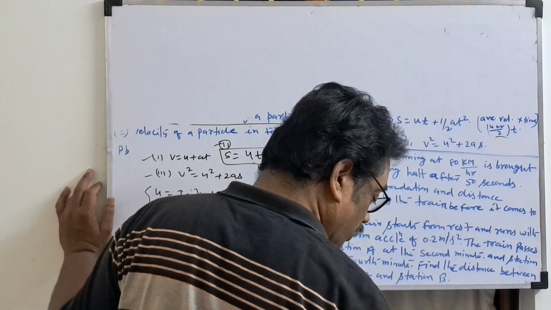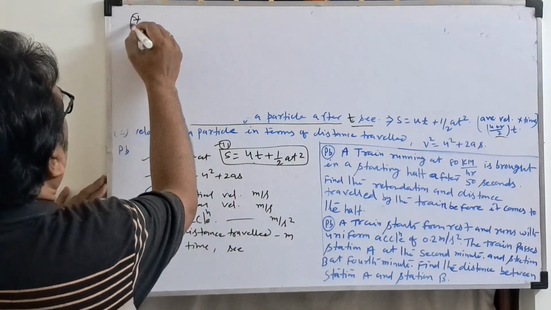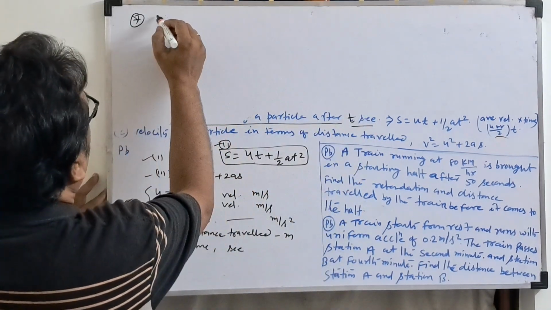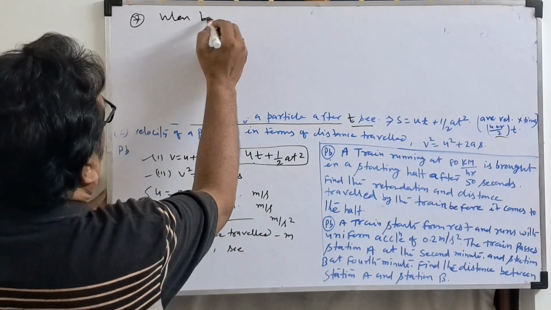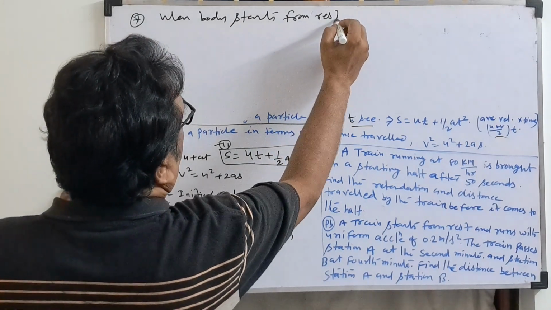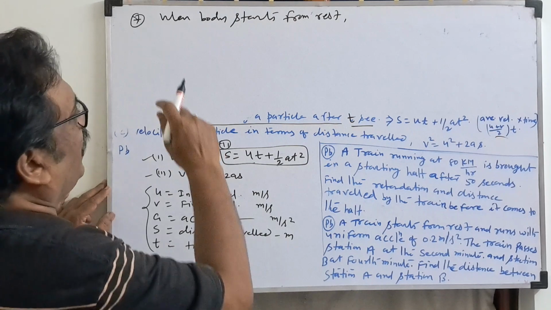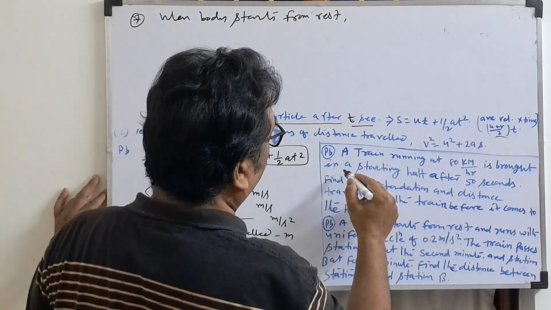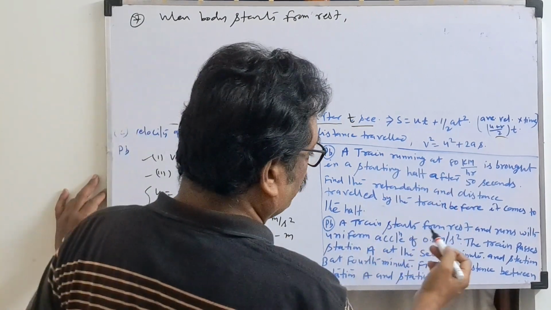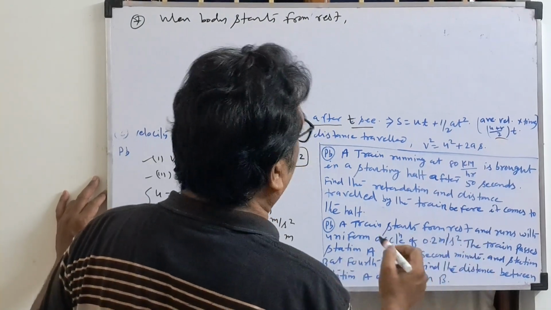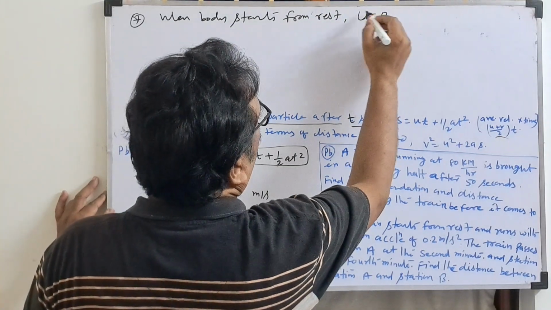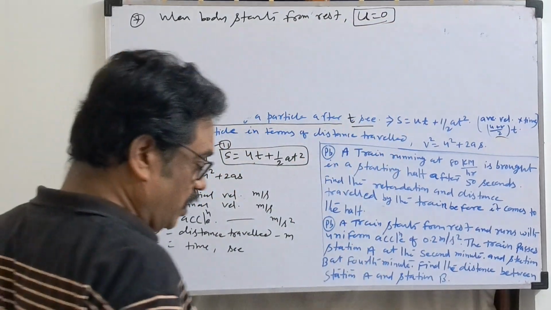Before this, one other basic concept will be there. The concept is that when a body starts from rest, you will see this sentence in the problem. Suppose the train is brought to a standing halt, or somewhere the train starts from rest. So when a body starts from rest, in that case the initial velocity will be zero.